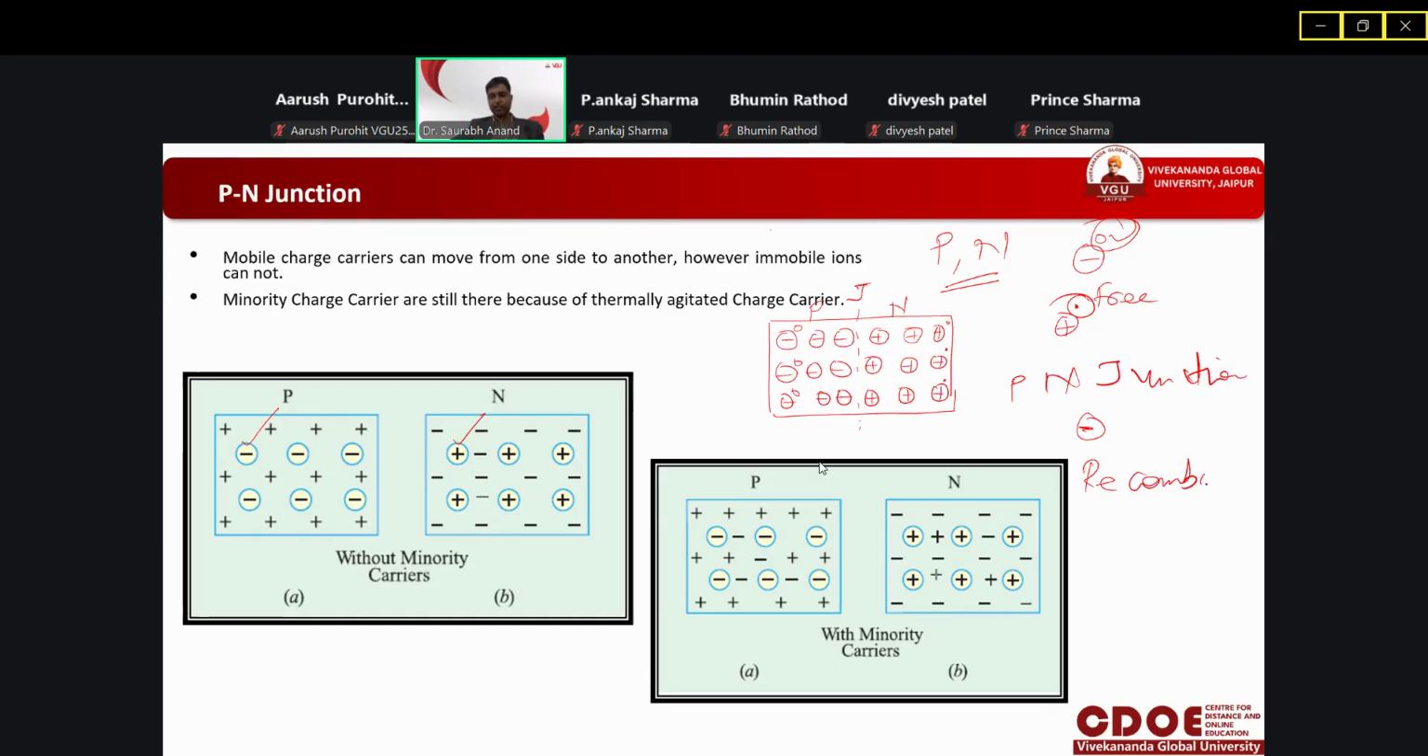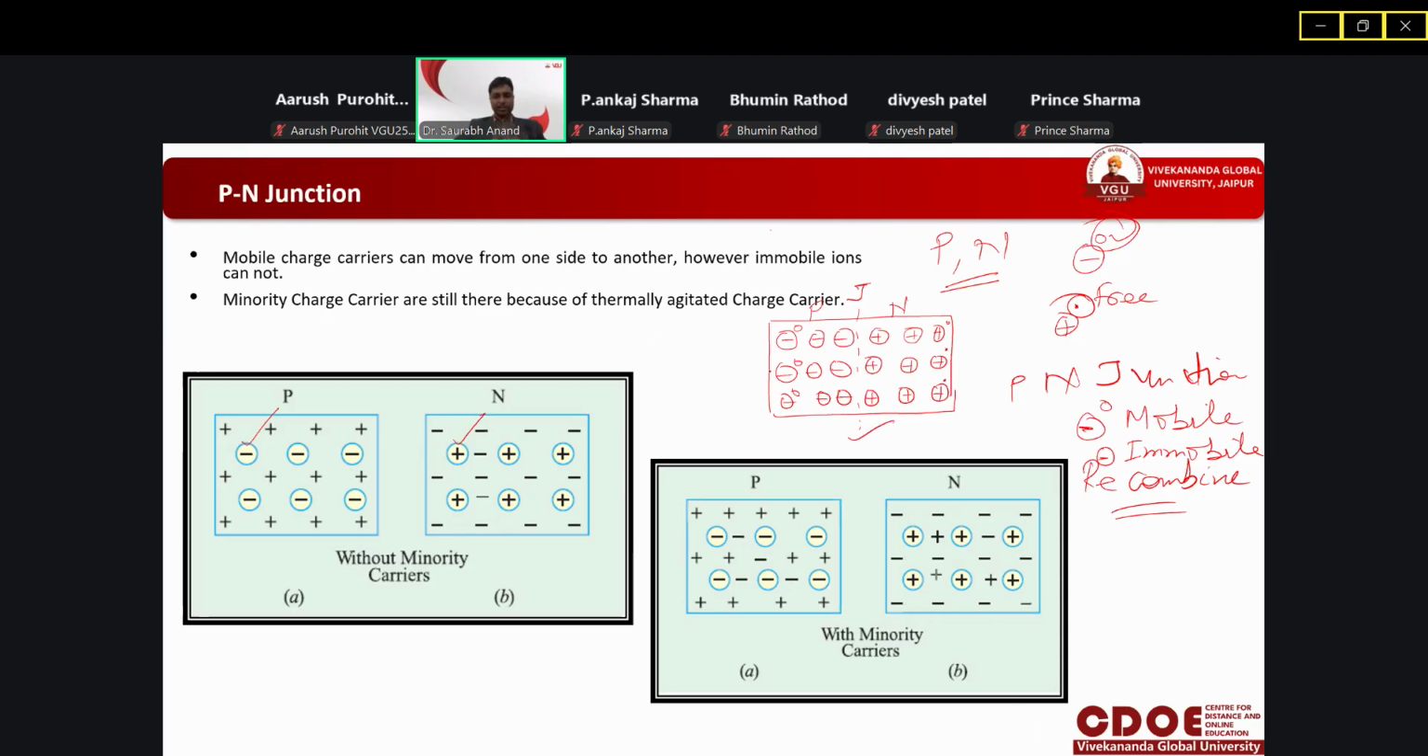So recombination will be there. After recombination, plus and minus become neutral, and neutral will be known as immobile. Before this, it was a mobile charge carrier, and after recombination, it will be known as an immobile charge carrier. Mobile charge carriers can move, immobile charge carriers are stable, they cannot move. Clear? So this is the process.